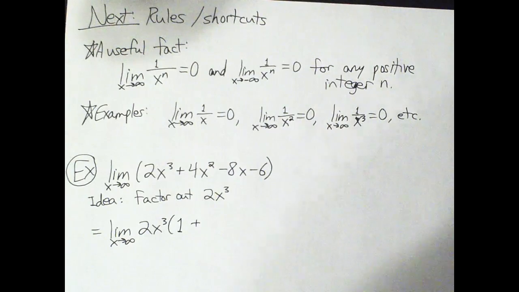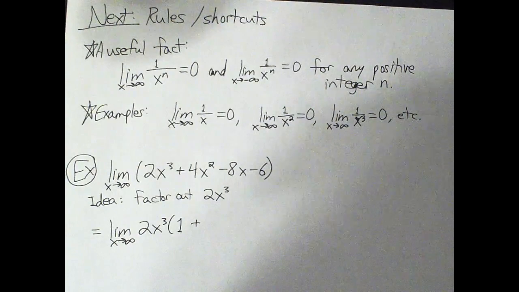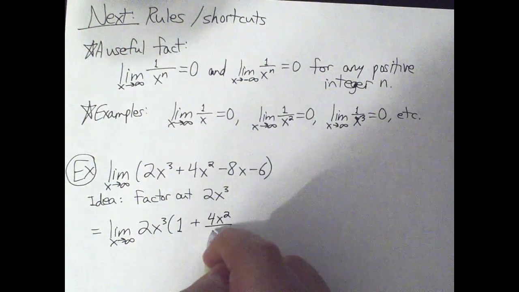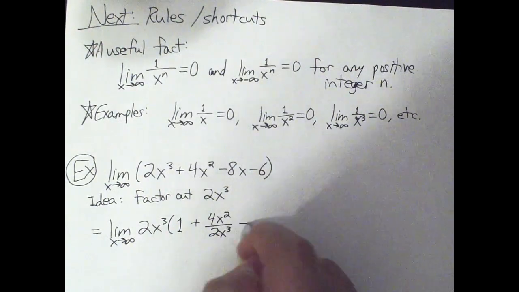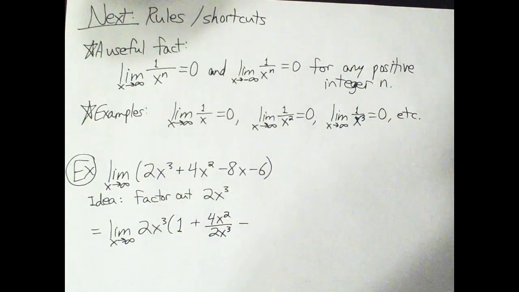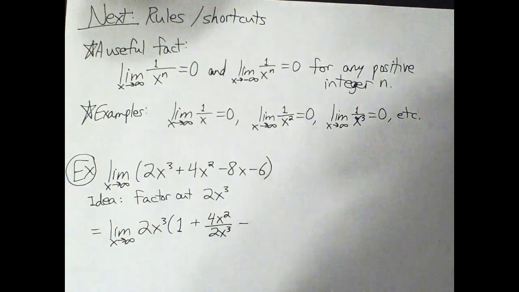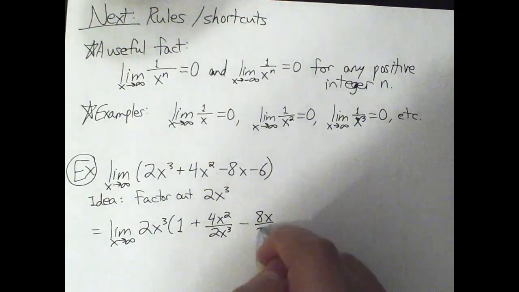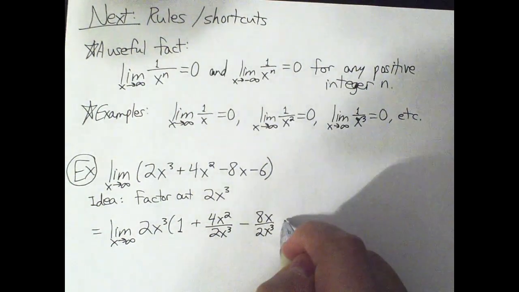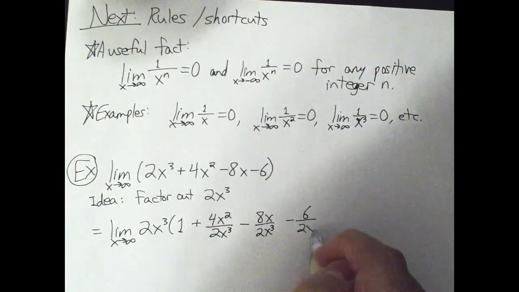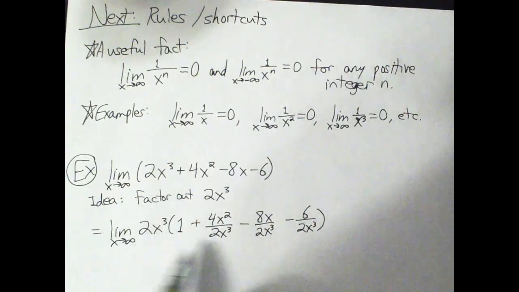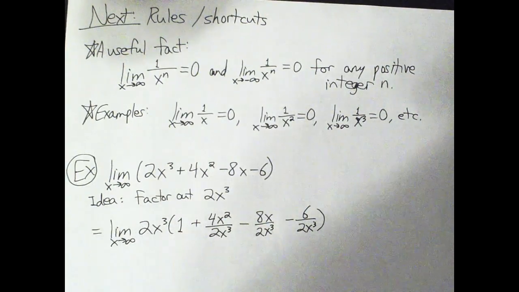What do I get out of the second piece? How do you pull 2x cubed out of 4x squared? Well, we can do it. It's just that what we're left with is 4x squared over 2x cubed. How do you pull 2x cubed out of minus 8x? You have minus 8x over 2x cubed. And finally, the 6 will be over 2x cubed. And you can check that this line does equal the previous line. Just expand it, distribute this across the parentheses. You'll see these are both equal.